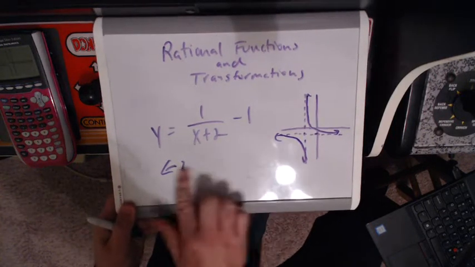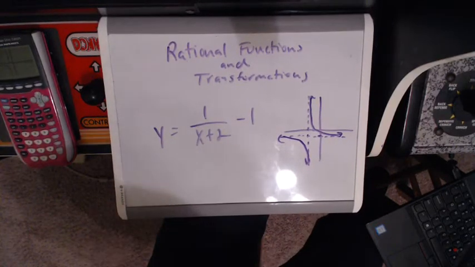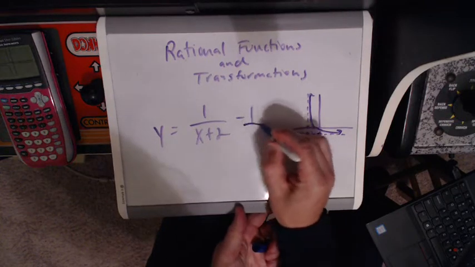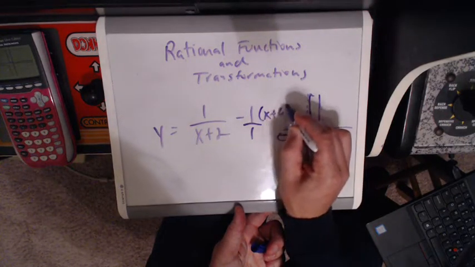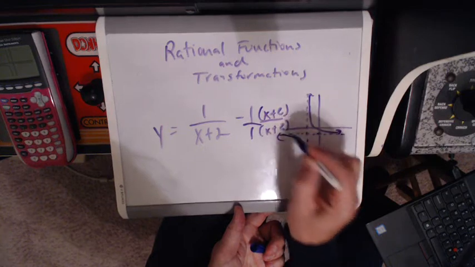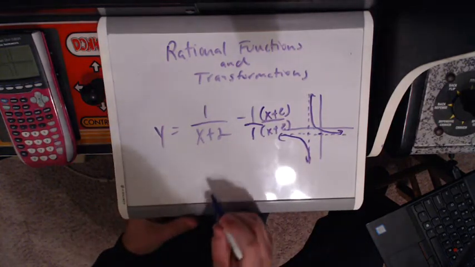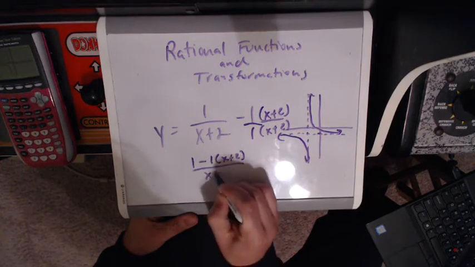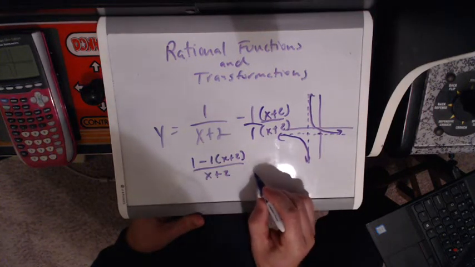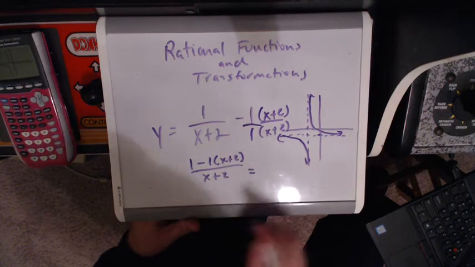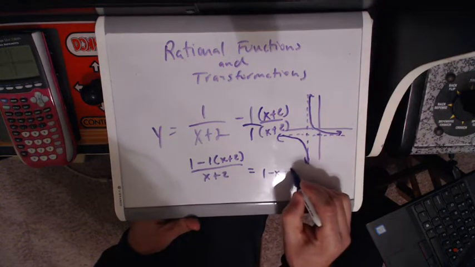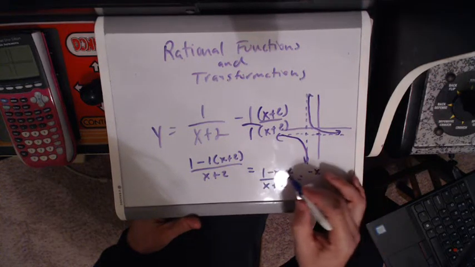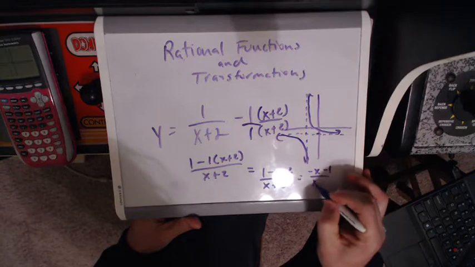And if you wanted to, if you're like, man, I just really like the old way we did it, I mean, you could get a common denominator here. You could multiply this by x plus 2 over x plus 2, right? And what you end up with there is 1 minus 1 times (x plus 2), all over x plus 2. And watch what this ends up being. If you distribute that -1, you get 1 minus x minus 2 over x plus 2, which equals -x minus 1 over x plus 2.